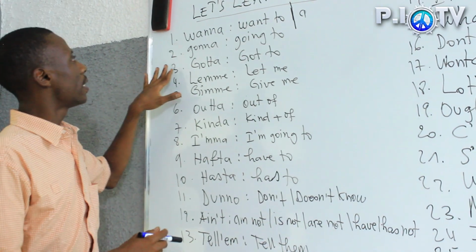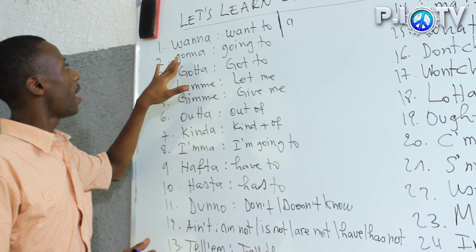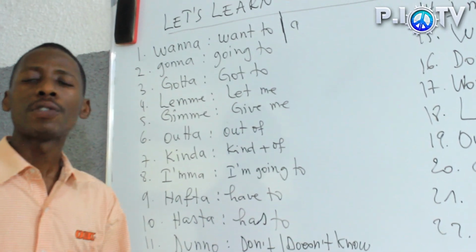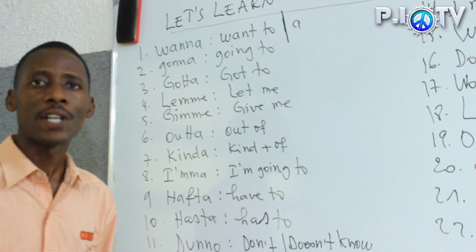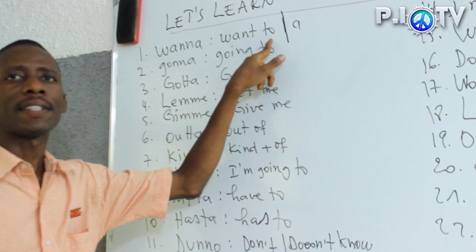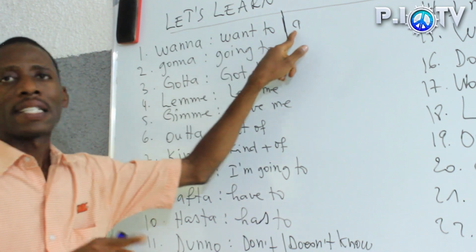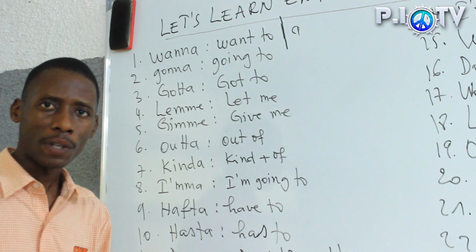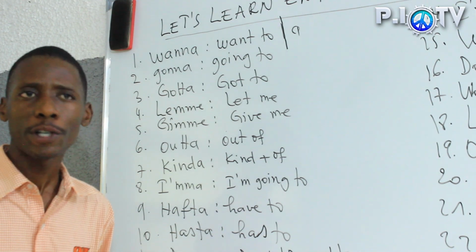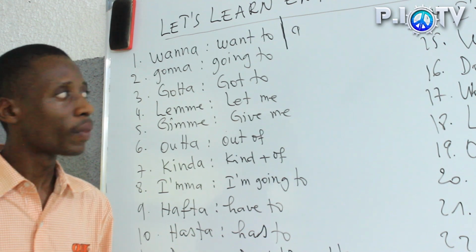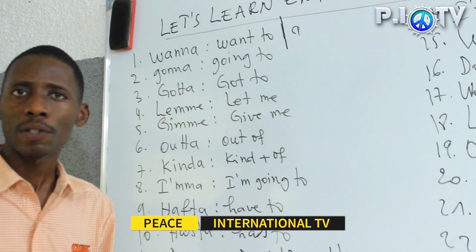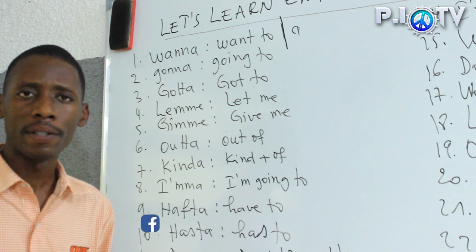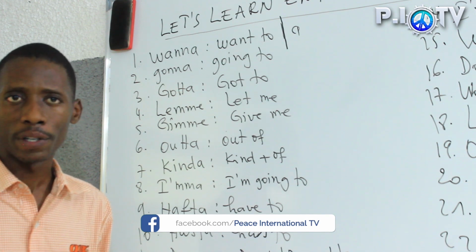Let me go directly to the first expression, wanna. In good British English, we say want to plus a verb, but want a plus a noun depends. As an example, you can say, I want to watch TV. But if we put a noun, for example, we say, I want a coffee. It means you need something or you want something.